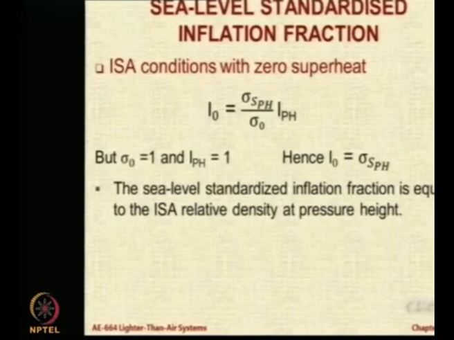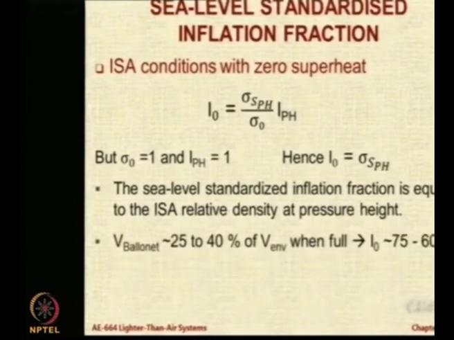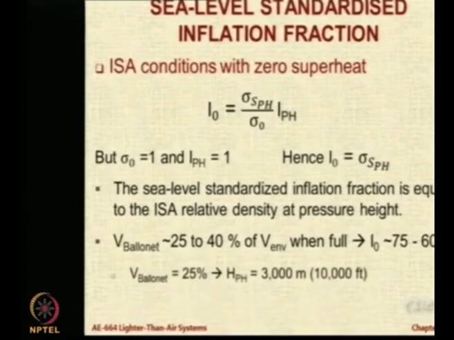It says that if you want to fly to a particular altitude from sea level under ISA conditions, let's say you want to fly at a height of 1500 meters, then the inflation fraction will be equal to sigma at 1500 meters from the atmospheric tables. Simple. Therefore, if you want to fly with ballonets of 25 to 40% of V inward, then you will automatically get a height of 3 kilometers, because sigma at 3 kilometers is 0.75. Similarly, if you want to go higher, you have to put more air in the balloon.